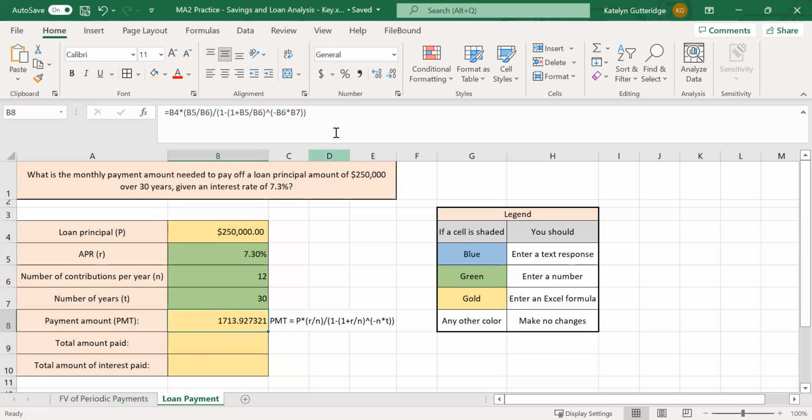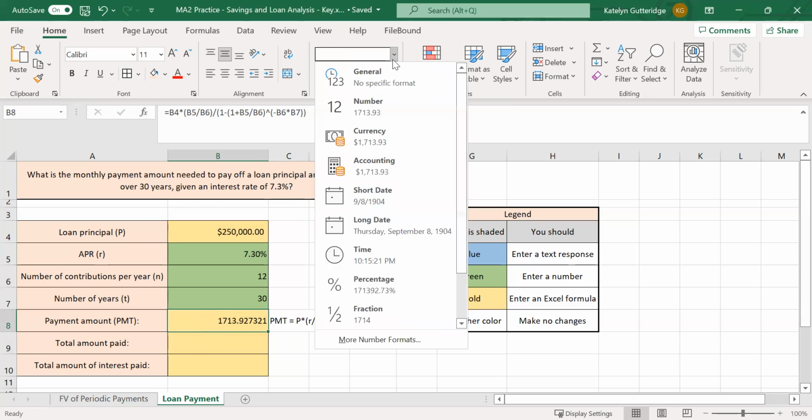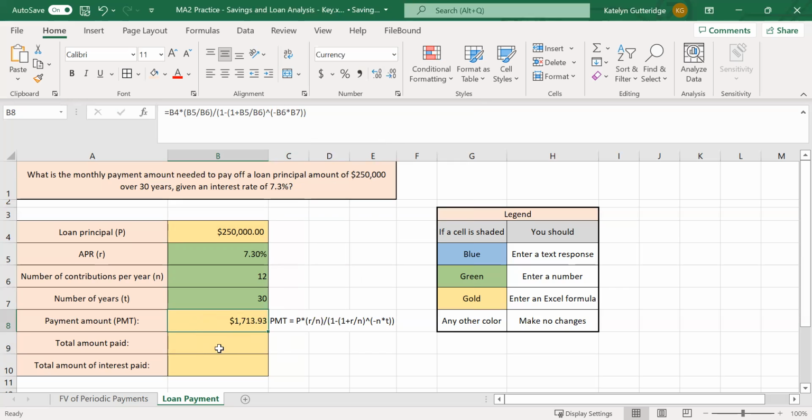Let's go ahead and format this as currency because this is a money amount. What this is saying is that if you take out a loan for $250,000 and you want to pay on it for 30 years monthly, with a 7.3% rate, you need to make monthly payments of $1,713.93 to pay off this loan.